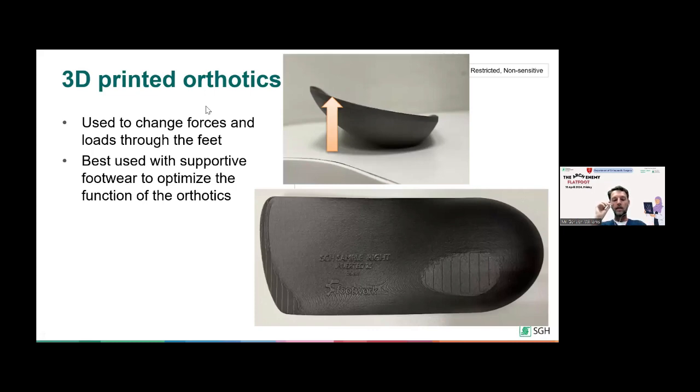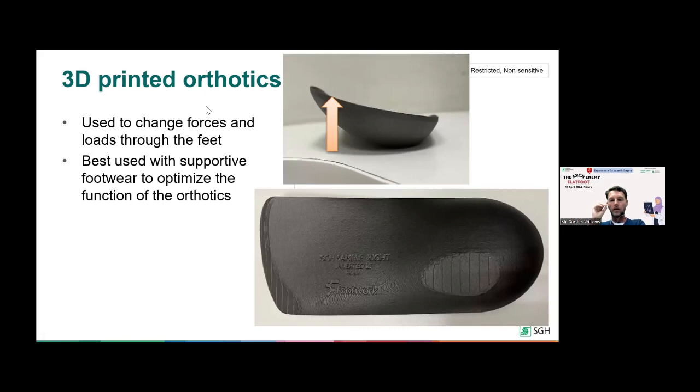It's important to note that the orthotic's function is very closely related to the footwear that is being used. So if you go and put an orthotic like this inside what I would call a bad shoe, then a lot of the effects of the orthotic will be reduced. Okay, so the device and the shoe are going to work synergistically.